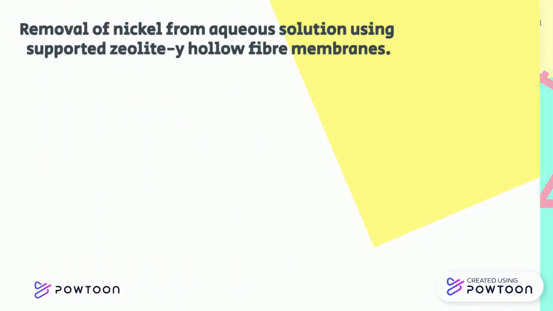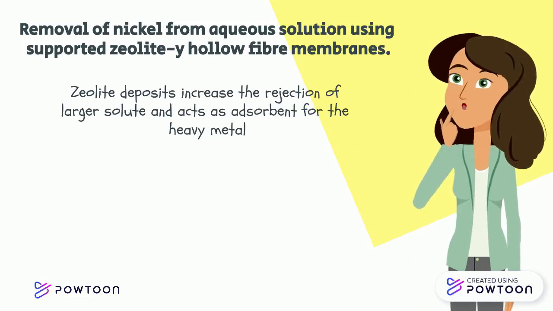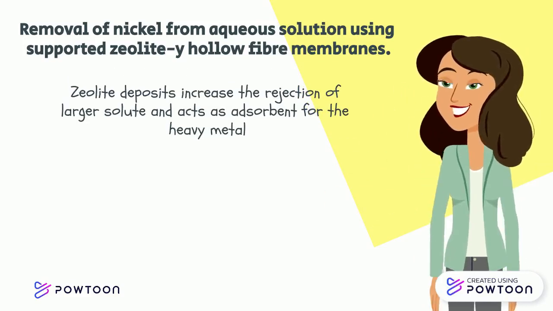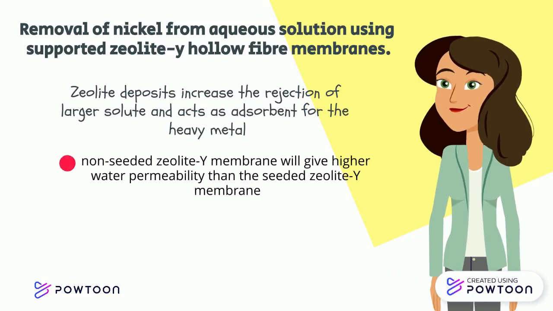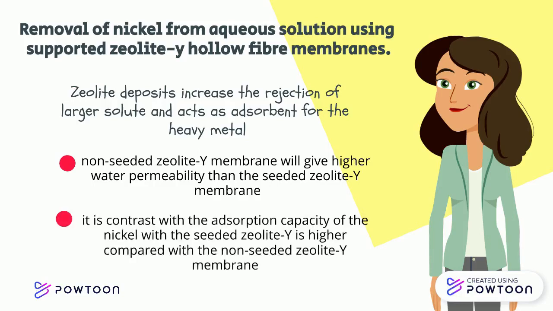In the fourth article, on the supported zeolite hollow fiber membrane, it was found that zeolite can increase the rejection of large solutes and act as an absorbent for heavy metals. It shows that the non-seeded zeolite 1 membrane has higher water permeability than the seeded zeolite 1 membrane, which is in contrast to the absorption capacity of nickel, where the seeded zeolite 1 membrane is higher than the non-seeded zeolite 1 membrane.